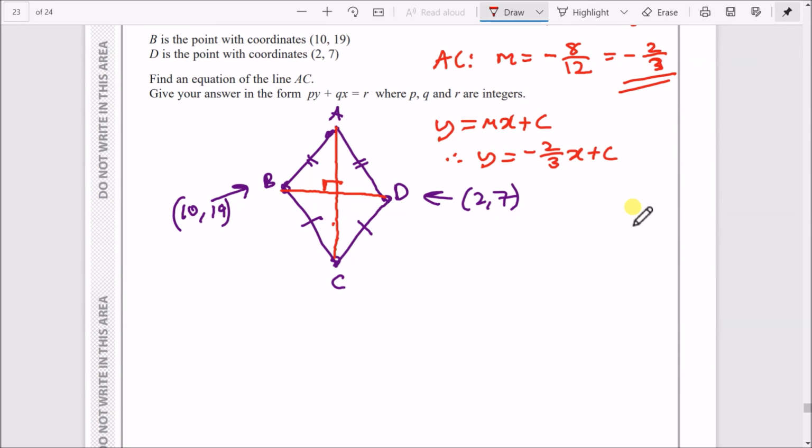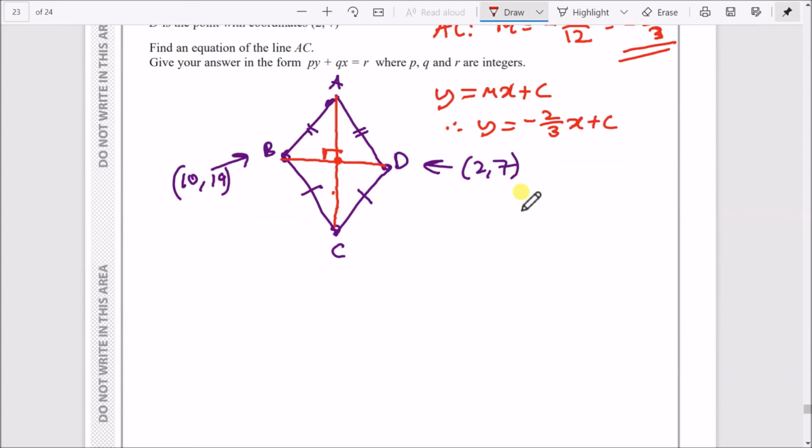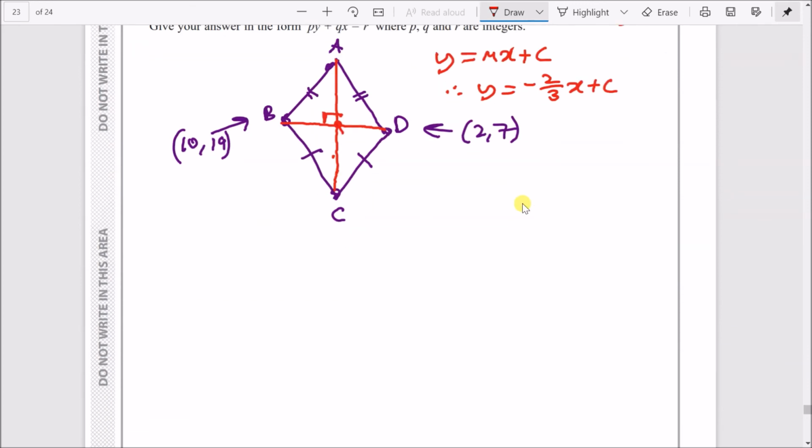Well, conveniently, guys, you can see from the shape of the kite, the midpoint is actually halfway between B and D, and also halfway between A and C. Technically, we can just work out the midpoint of B and D, and that's a perfect point on the line of AC. So let's work out the midpoint, yeah? Let's call this midpoint M.